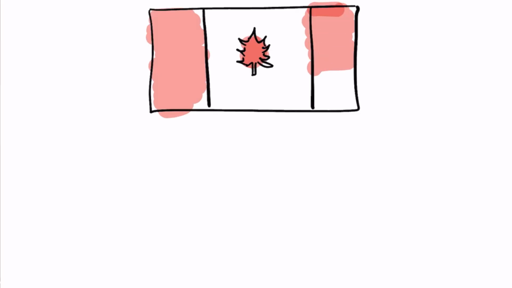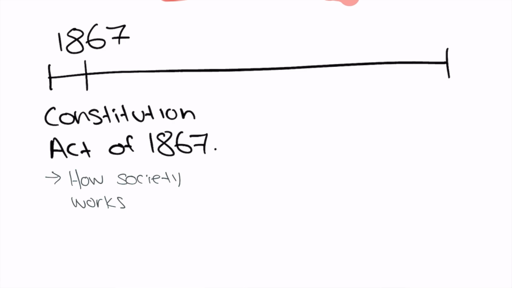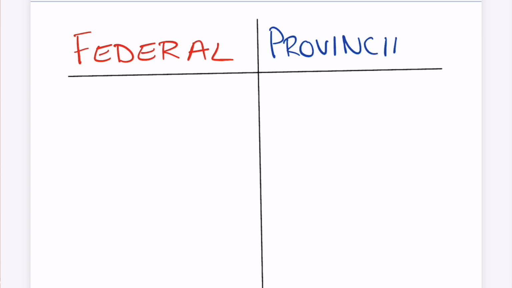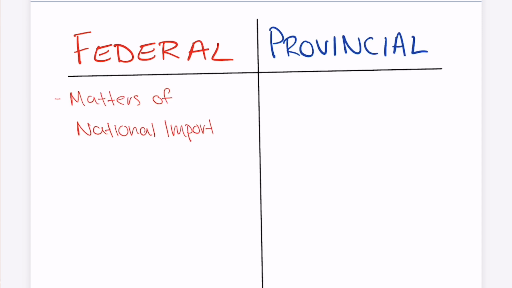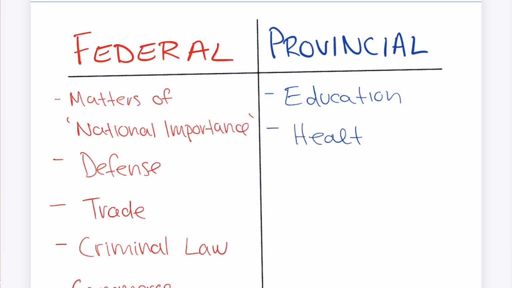The Constitution Act of 1867 created the basic rules for our political and legal systems. Very importantly for your knowledge in this course, it outlined the division of powers between the federal and provincial governments. All this means is that there are certain areas of law that we say that the federal government can make laws about, and there are certain areas where we say the provincial government can make laws about.